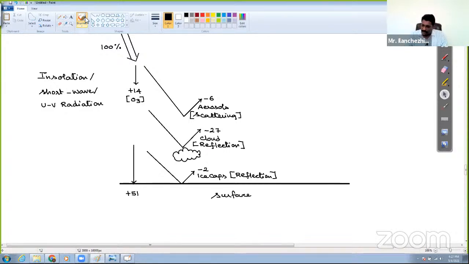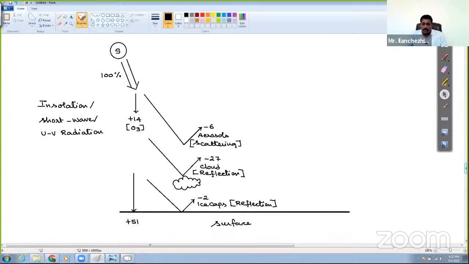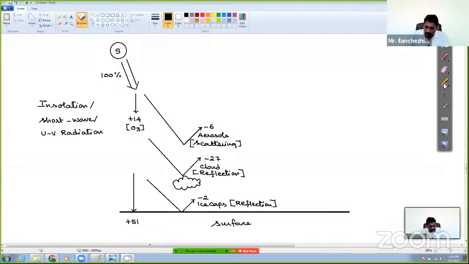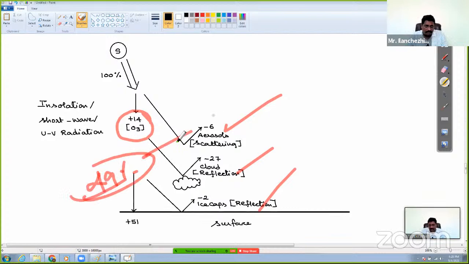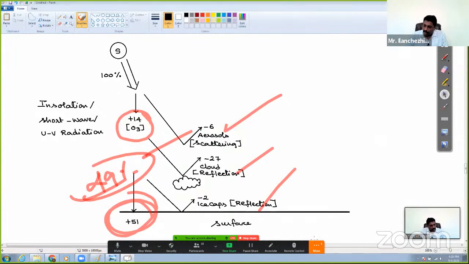Am I right? So somewhere, my dear friends, here we have seen the different constituents in the atmosphere which reduce insolation. Aerosols reduce insolation. Ozone reduces insolation, but there is a difference. Ozone reduces insolation by absorbing it. It filters insolation. Aerosol scatters insolation. Cloud reflects insolation. Ice caps reflect insolation. After all the losses, 49% of insolation is lost, my friend. What finally reaches the surface of the earth is only about 51%.